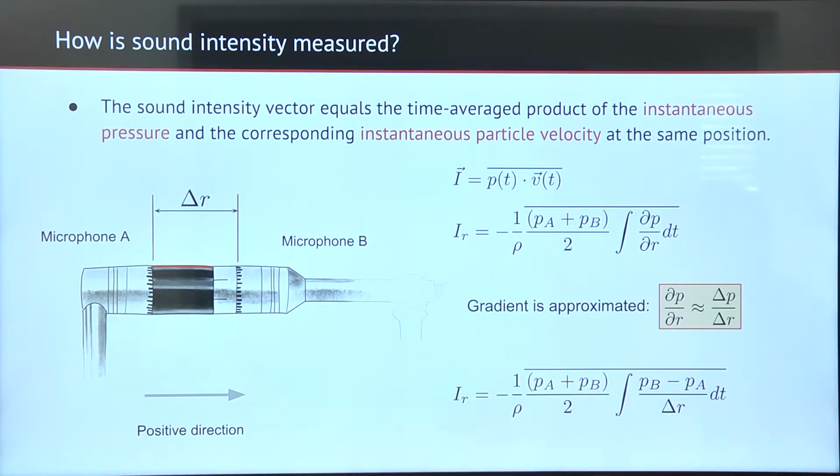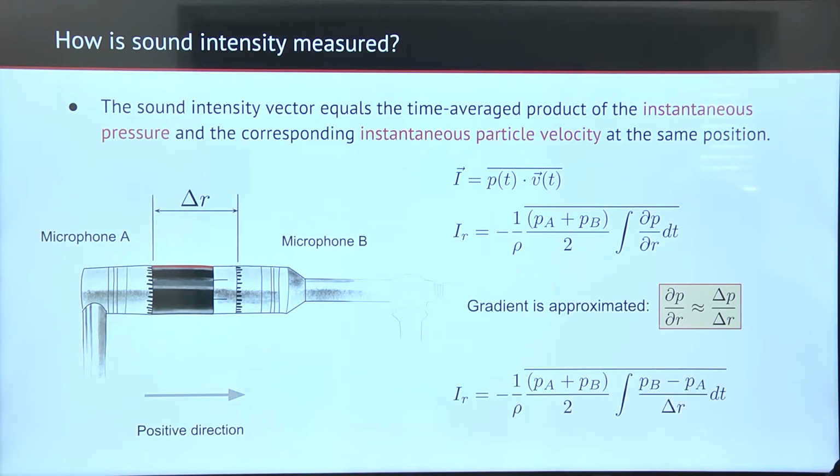However, particle velocity cannot be measured directly, but can be calculated from the gradient of sound pressure, which in case of sound intensity is approximated by a difference in sound pressure between a pair of microphones. This way, the sound intensity is fully determined from the sound pressures measured at each of the microphones. The sound intensity is therefore measured by a pair of microphones, typically denoted microphone A and B, which are held at a constant distance by a spacer, and together they form a sound intensity probe.